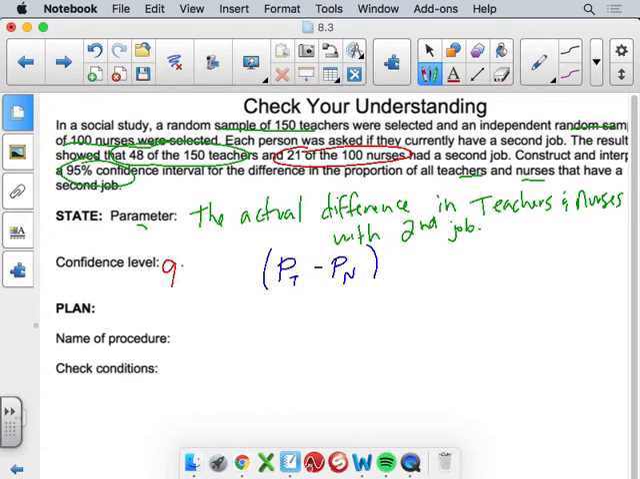Okay. So 95% affects our Z, so that's going to give us our Z score. We're not worrying about the name of it right now. Don't need to worry about it. Just check our conditions. So 1, 2, 3. You could say, did we do a random sample? You could say check for teachers, check for nurses, because it said random.